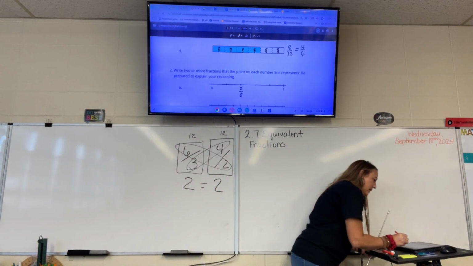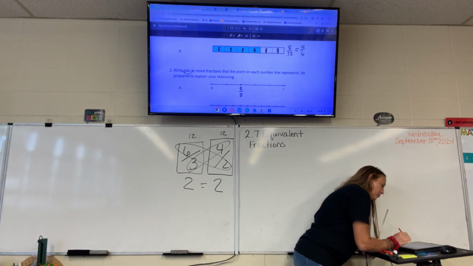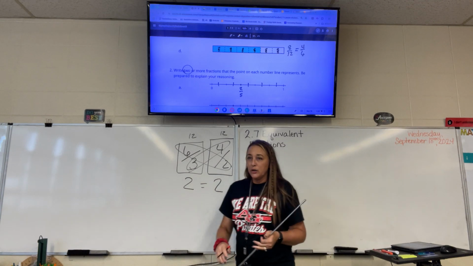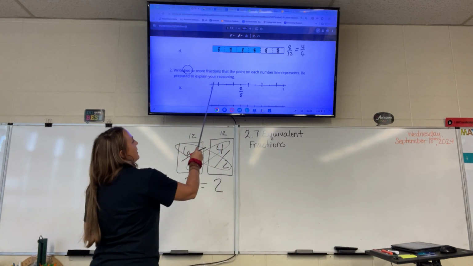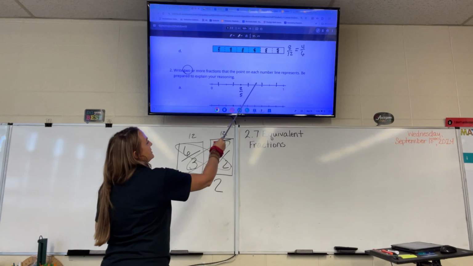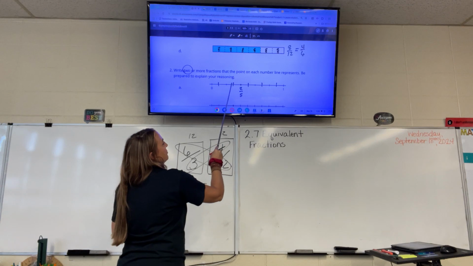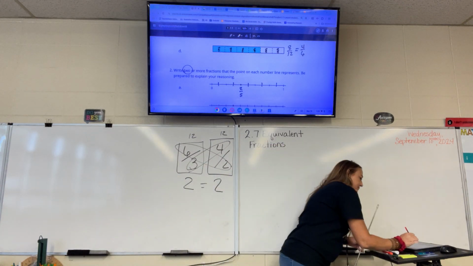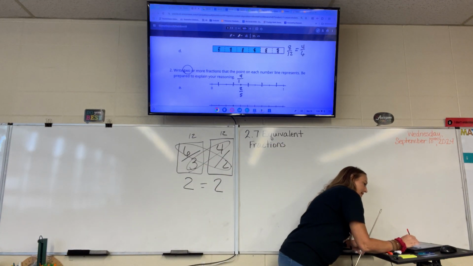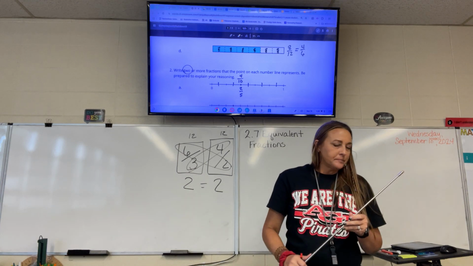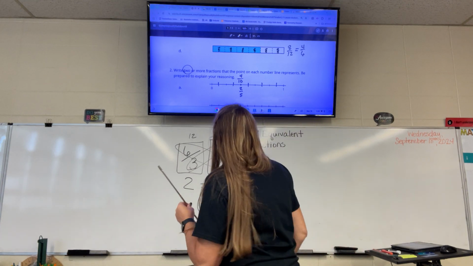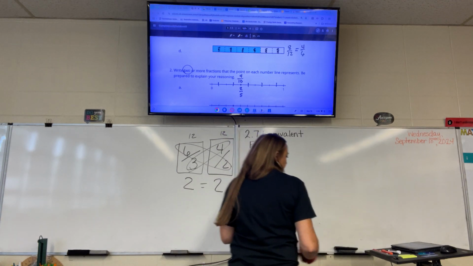They want us to do 2 or more fractions, so we're gonna do 2. So I'm gonna split all of these sections in half, which means there's double the number, right? So now I have 1, 2, 3, 4, 5, 6, 7, 8, 9, 10 sections, and 1, 2, 3, 4 of them at the point. So 4 tenths, 4 out of 10. Just like we were doing up top.